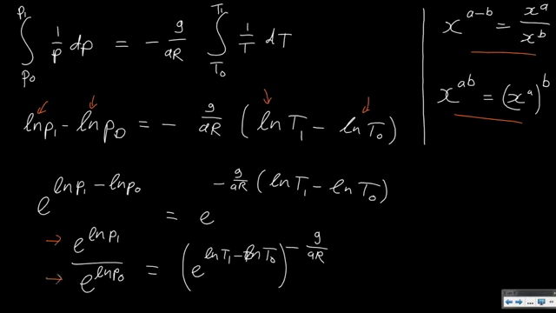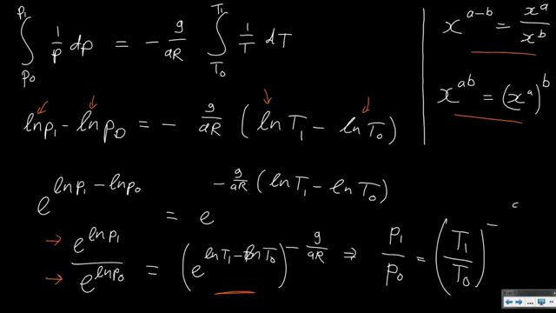Here e to the power of the natural logarithm becomes p1 divided over p0. And on this side of the equation, the same happens, and this becomes t1 over t0, resulting in the equation p1 divided by p0 equals t1 divided by t0 to the power minus g over AR. And we got rid of the logarithms. Of course, we still need to know the relation for density. Let's go to the next screen for that.